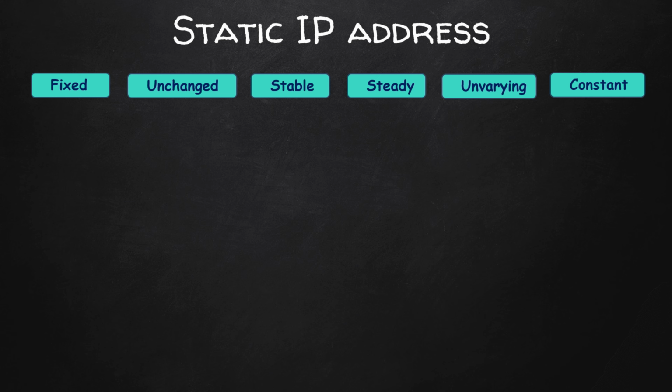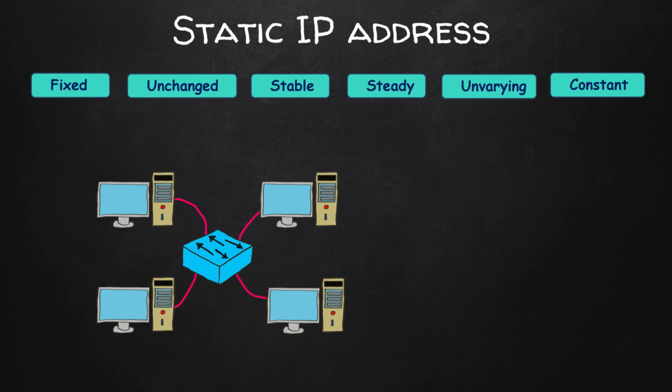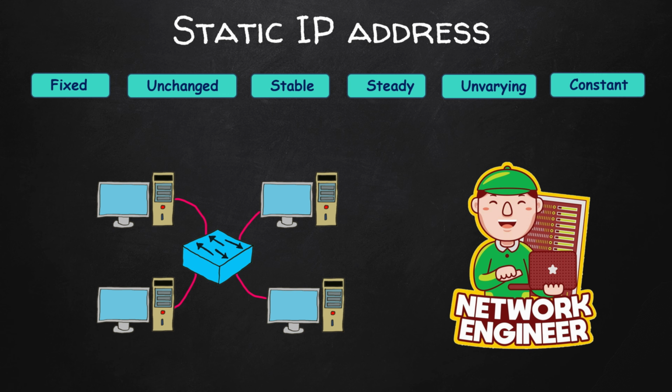And how is a device getting the static IP address? We need to manually configure the static IP address in the device. For example, just see this network diagram. There are 4 PCs which are connected to a network switch. And here all these PCs need to get an IP address to communicate with the network. So how are we going to assign the IP address to these PCs? Who is going to assign the IP address to these PCs? The answer is the network engineer or the network administrator who manages this network. He manually goes to each PC in this network and assigns one static IP address to it.